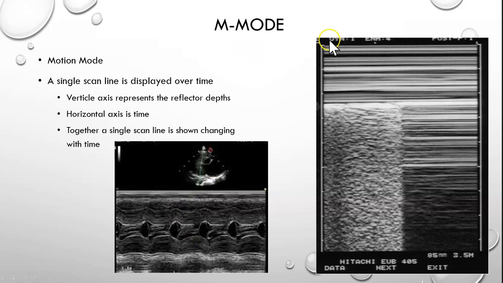This can be used in something like chest wall imaging. This is a chest wall image, and we're seeing the near field, a single scan line changing over time, and of course it doesn't change over time. This is looking through the subcutaneous tissues and then the muscles of the chest wall.